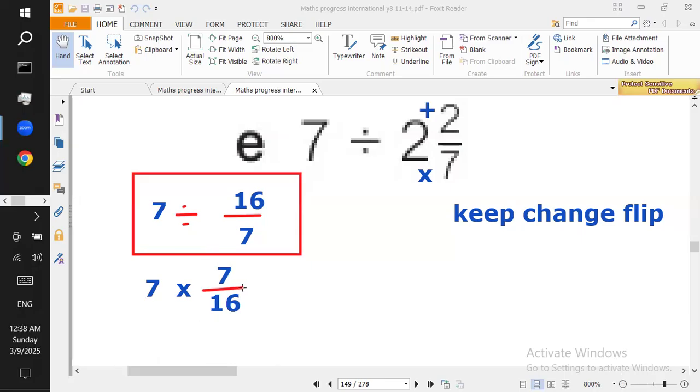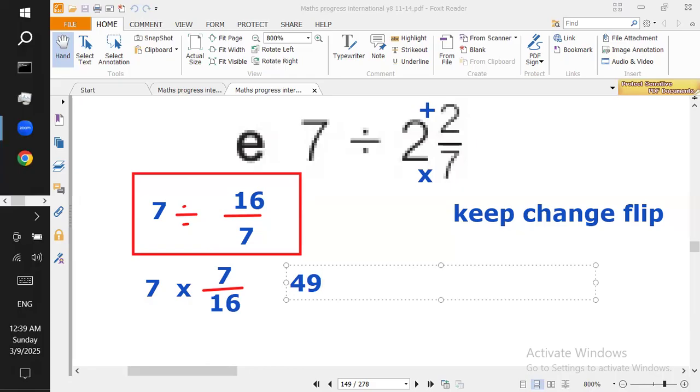So keep, change, flip. We use it when we divide fractions. Make sure that we have an improper fraction, not a mixed number. We use keep, change, flip. Keep the first one, change the dividing into multiplying, flip the last fraction. And then you use it to answer the question. So when we multiply fractions, we multiply the ones on top in the numerator. So 7 times 7 is 49.